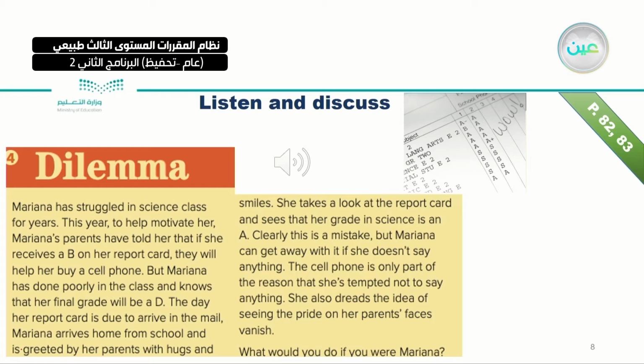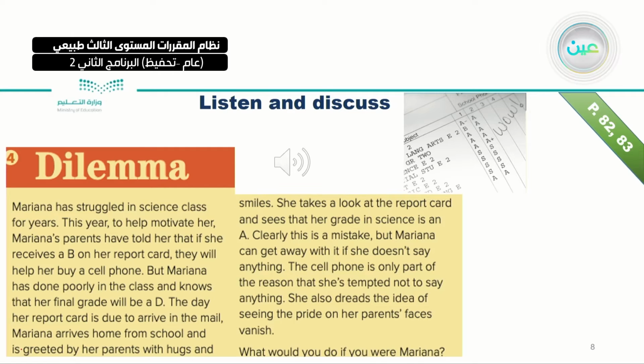4. Mariana has struggled in science class for years. This year, to help motivate her, Mariana's parents have told her that if she receives a B on her report card, they will help her buy a cell phone. But Mariana has done poorly in the class and knows that her final grade will be a D. The day her report card is due to arrive in the mail, Mariana arrives home from school and is greeted by her parents with hugs and smiles. She takes a look at the report card and sees that her grade in science is an A. Clearly, this is a mistake, but Mariana can get away with it if she doesn't say anything. The cell phone is only part of the reason that she's tempted not to say anything. She also dreads the idea of seeing the pride on her parents' faces vanish. What would you do if you were Mariana?